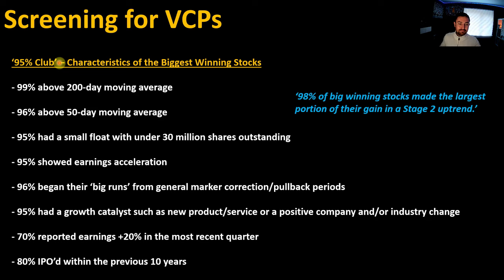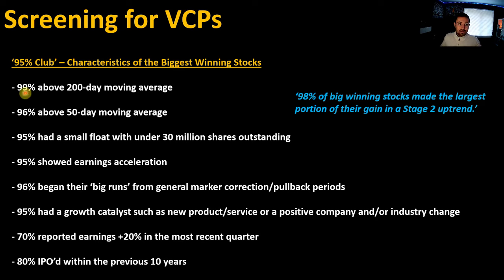Well, Minervini refers to his 95% club, which is the characteristics of the biggest winning stocks. This is a study that he did, a study that O'Neill did as well, and it's called factor monitoring. So what he's looking at is the biggest stocks, the stocks that have gone on the biggest runs, those winning stocks, what were the characteristics of them? And then you reverse engineer it, basically.